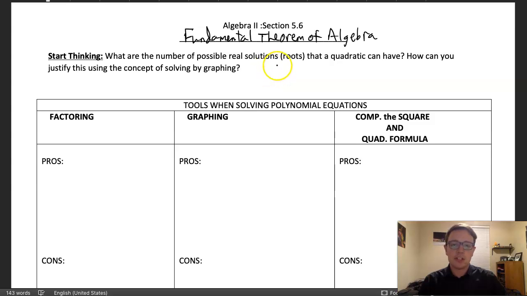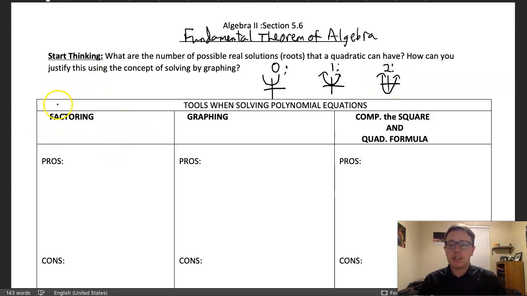So the total number of roots you could have is 0 roots. This is going to happen if we have no x-intercepts or no roots, never crosses the x-axis. We could also have one solution or one root. This happens when we just touch the x-axis, but we don't go through it. And finally, we can have 2. This is what happens when we cross over the x-axis twice.